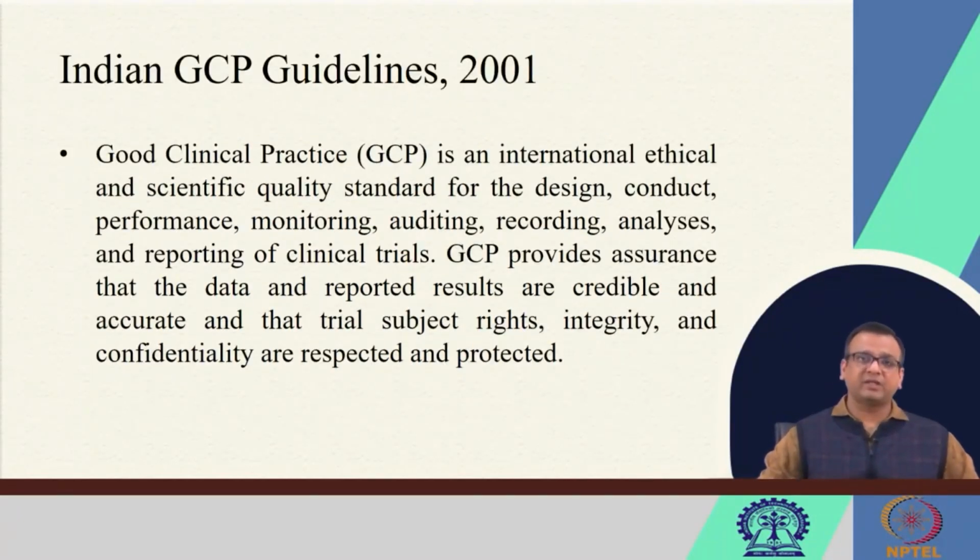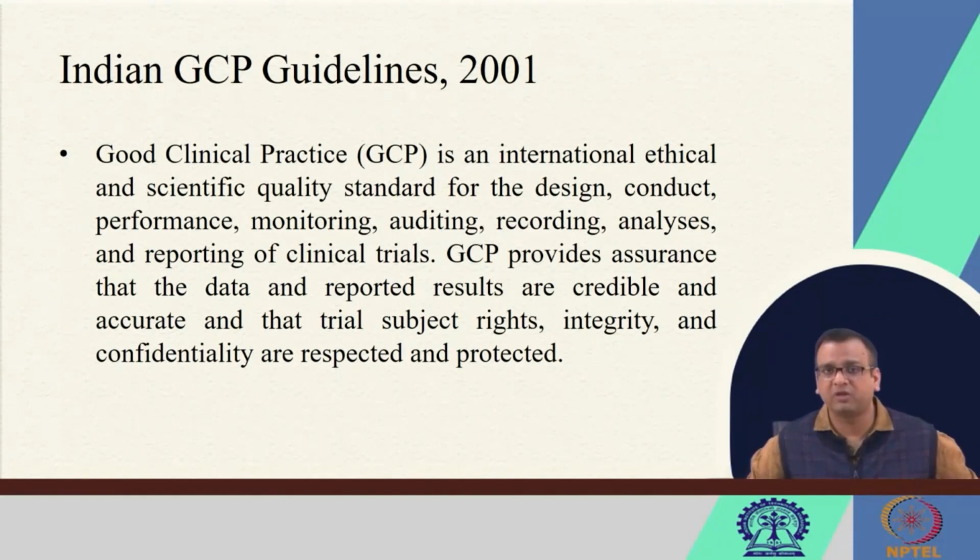So, coming to the next guidelines, on good clinical practice, which came up in the year 2001, is an international ethical and scientific quality standard for the design, conduct, performance, monitoring, auditing, recording, analysis and reporting of clinical trials. So, we need to follow the good clinical practice guidelines. Good clinical practice provides assurance that the data and the reported results are credible and accurate, and that the trial subjects' rights, integrity and confidentiality are respected and protected.